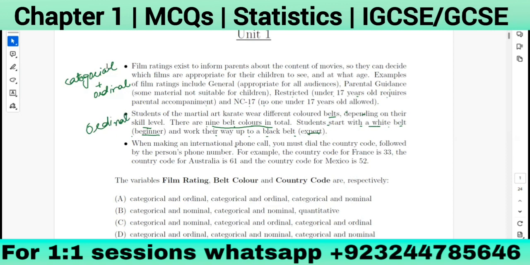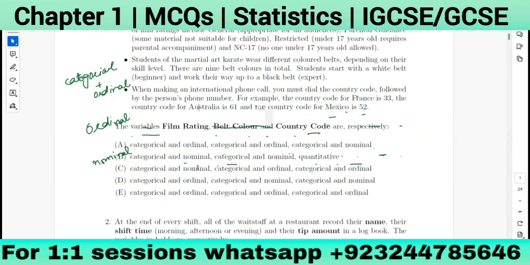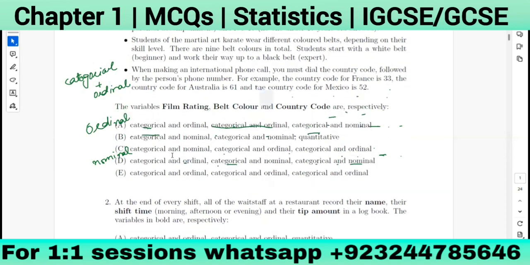When making an international phone call, you must dial the country code followed by the person's phone number. For example, the country code for France is 33, for Australia is 61, and for Mexico is 52. This only names the countries, so it is nominal data.